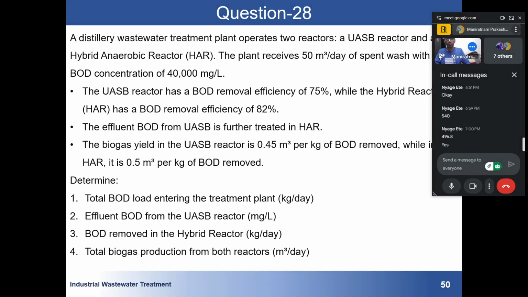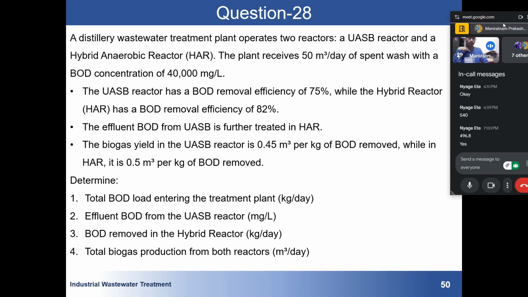Okay. One more question related to that thing only. But here we have used two things: anaerobic hybrid reactor. So two reactors are used, that is UASB and HAR. So this much wastewater, that is 50 meter cube per day of wastewater, having a concentration of 40,000 milligram per liter. The UASB has a BOD removal efficiency of 75%, while HAR has a removal efficiency of 82%.